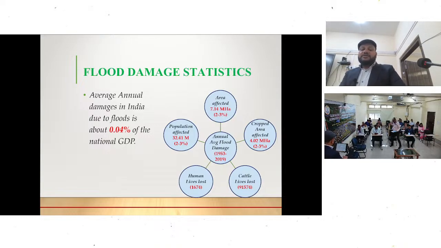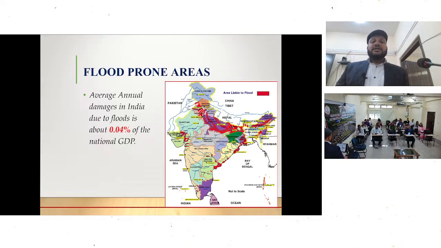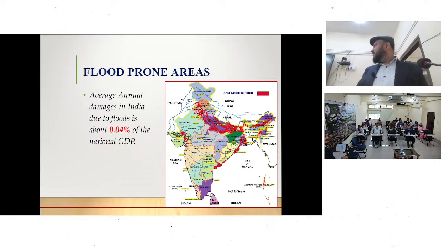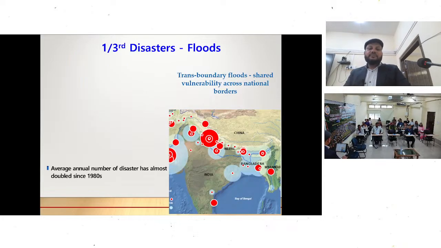Cattle loss is around 91,000. Human life loss is more than 1,674. And population affected is around 3 crore, meaning around 2 to 3% is severely affected due to flood. Then these are the main flood prone areas. You can see the Ganga basin and Brahmaputra basin and some areas in the coastal regions, Mahanadi and other areas. This means one third of disasters are due to flood.